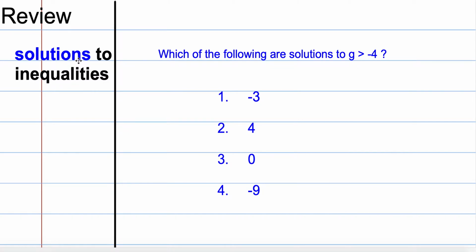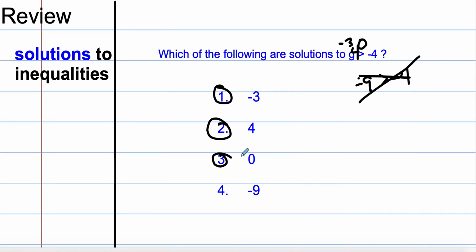Okay, let's take a look. Plug in a -3. Is -3 greater than -4? Yes. -4 is greater than -4? Yep. 0 is greater than -4? Yep. -9 is greater than -4? The bigger the negative gets, the smaller it is, so that is not true. So my answers were 1 through 3.